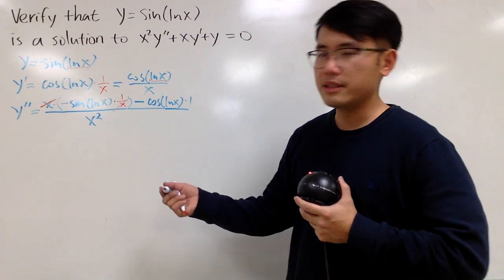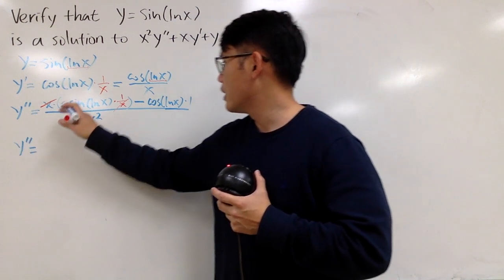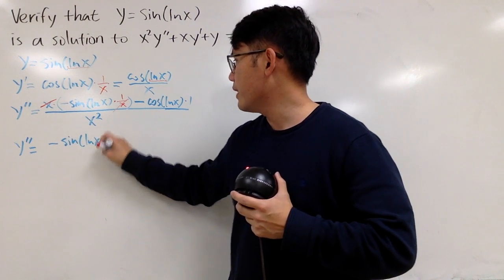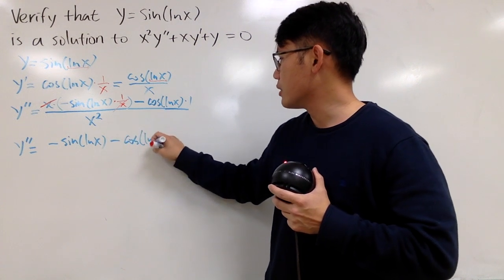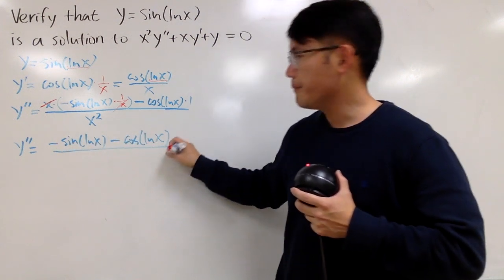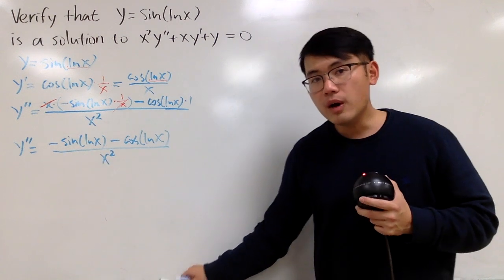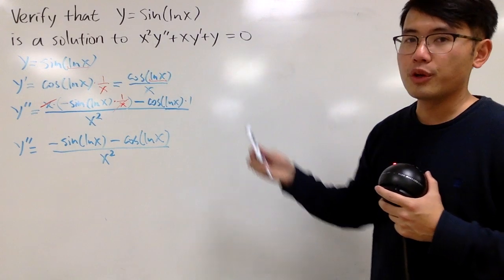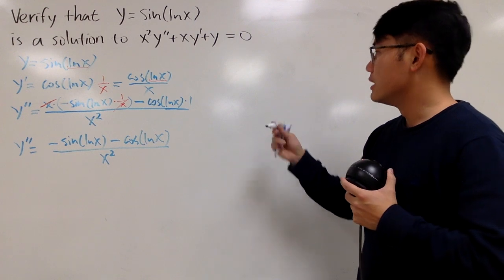And I will just put everything together for you guys. Y double prime is all that over that, which is negative sine of natural log of x minus cosine of natural log of x all over x squared, like this. And now we can just put this and that into this differential equation, and we check to see if we get 0 or not. So here we go.